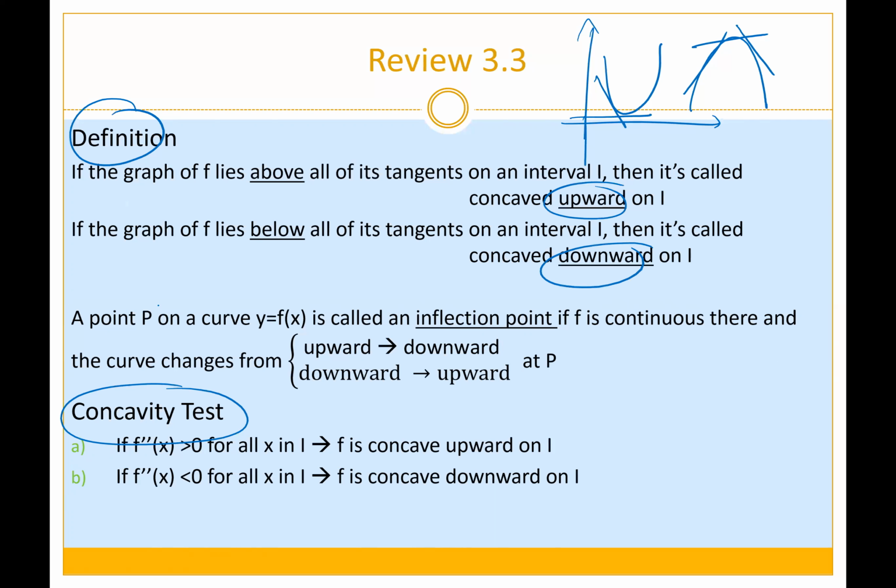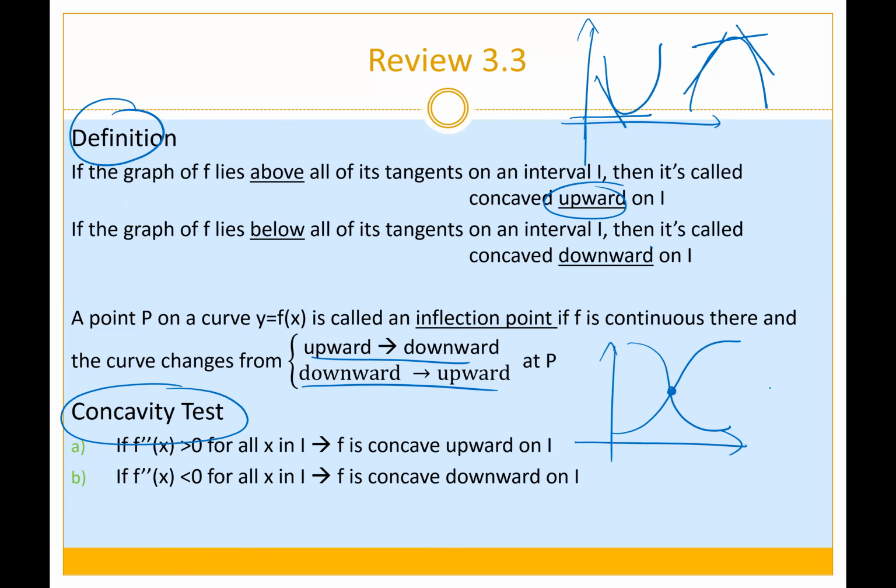We also have things called inflection points. If you have a point on the curve of y equals f(x), and f is continuous there, and the curve changes from upward to downward, say something like this or that, then this point is an inflection point for each of the functions here. Once the curve changes its concavity, you're going to have an inflection point there.